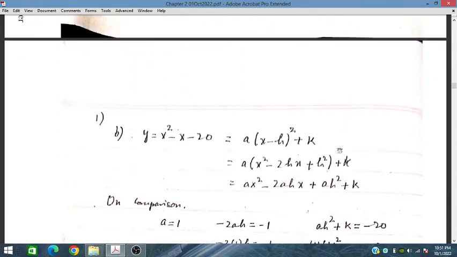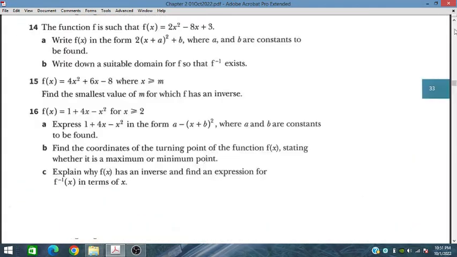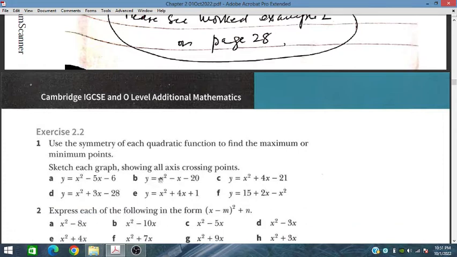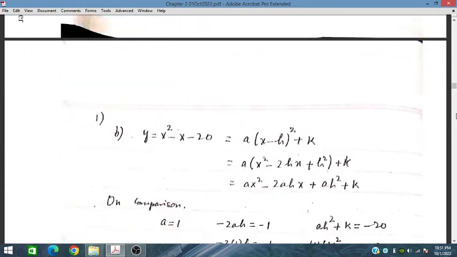We are solving question number 1b. So here 1b is y = x² − x − 20.